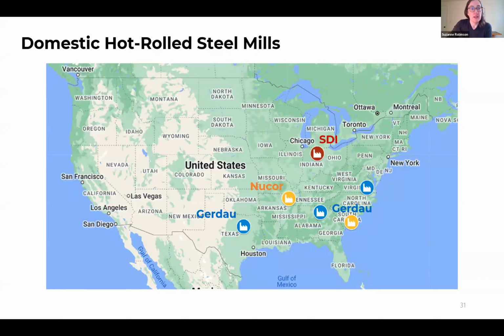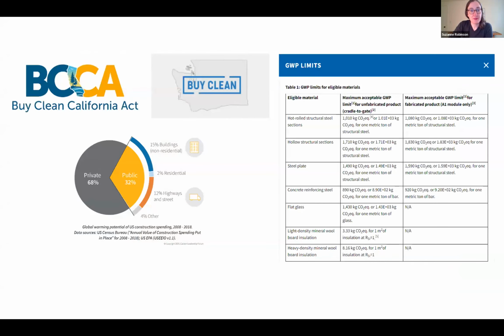We do have a bunch of domestic hot rolled steel mills in the area, and this is where a lot of our steel is coming from on projects. We also are seeing steel showing up in some of these Buy Clean programs. The Buy Clean California Act basically puts GWP limits on different types of structural steel. So here's an example of some of that information.